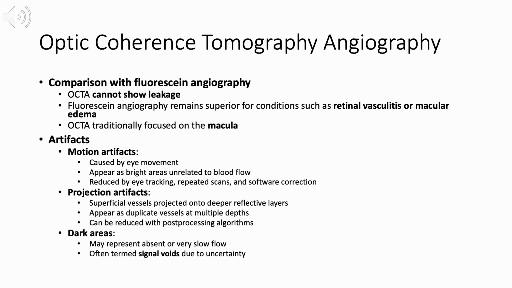Motion artifacts are caused by eye movement and appear as bright areas that are unrelated to true blood flow. These can be reduced through eye tracking, repeated scans, and software-based correction. Projection artifacts occur when superficial vessels are projected onto deeper reflective layers, creating the appearance of duplicate vessels at multiple depths, and can be mitigated with post-processing algorithms. Finally, dark areas on OCTA may represent absent or very slow blood flow, but because of uncertainty in signal interpretation, these regions are often referred to as signal voids rather than true non-perfusion.